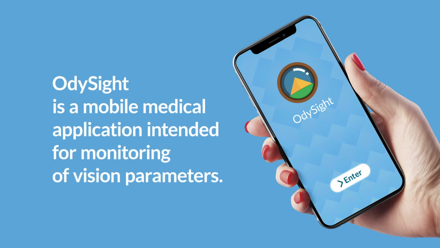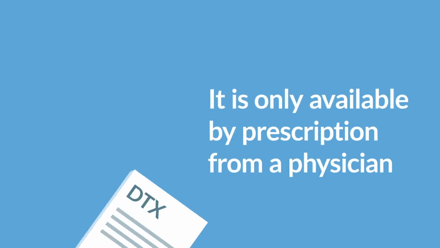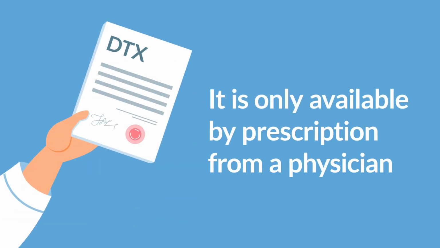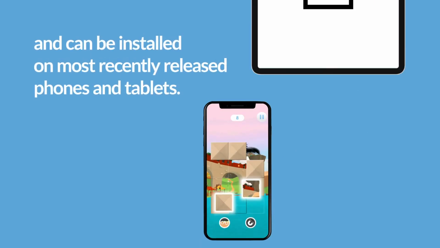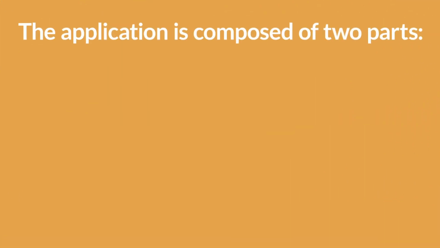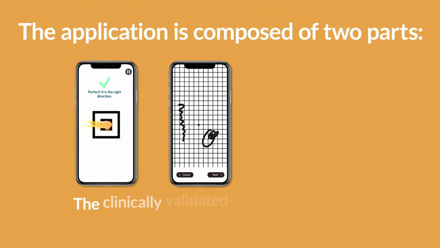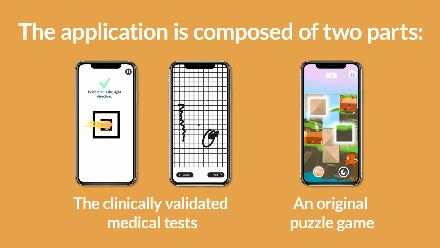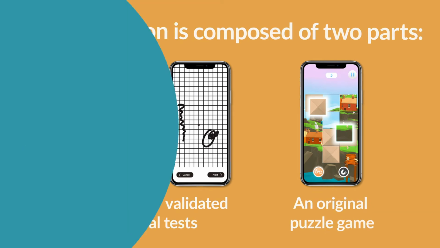OdySight is a mobile medical application intended for monitoring of vision parameters. It is only available by prescription from a physician and can be installed on most recently released phones and tablets. The application is composed of two parts: the clinically validated medical tests, which allow patients to test their visual acuity autonomously, and an original puzzle game, which motivates patients to use the app regularly.